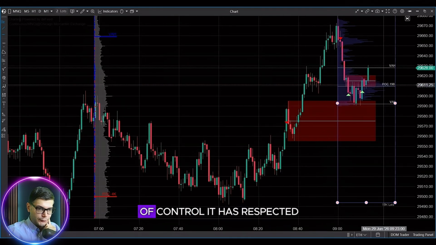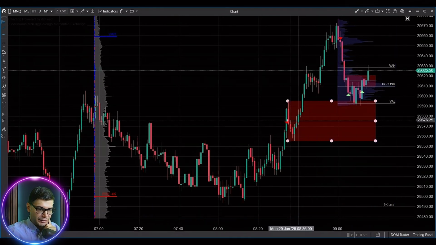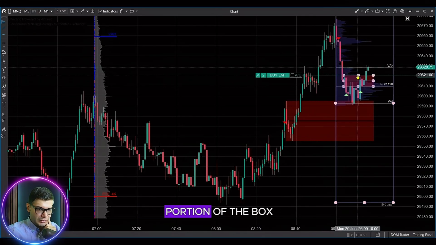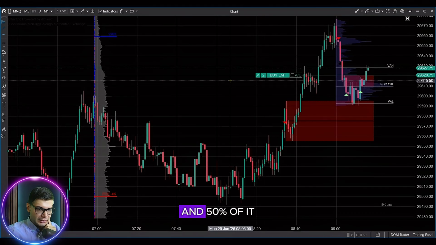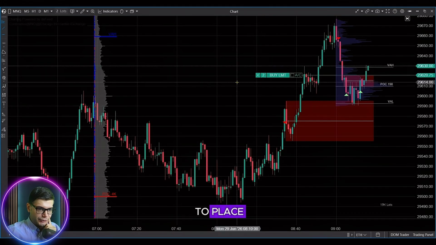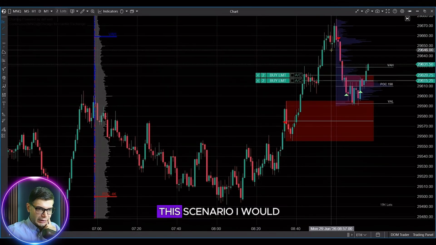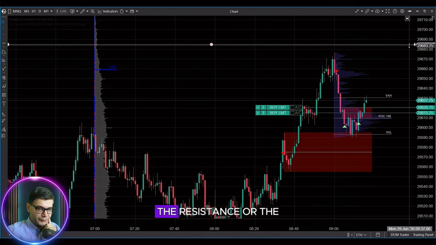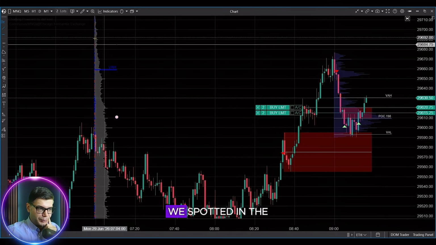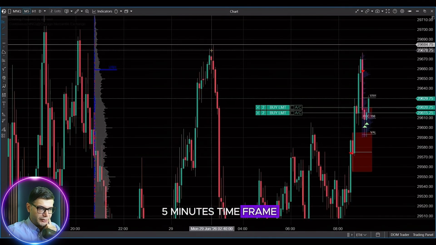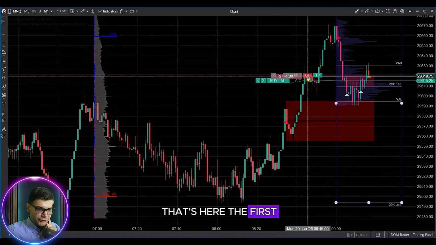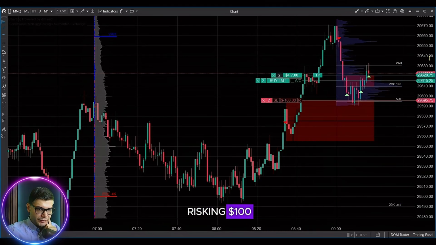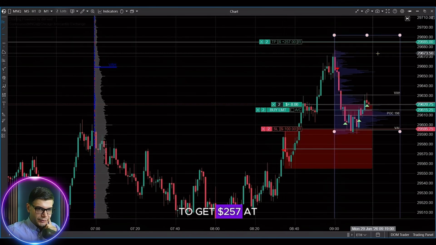We're above the point of control. It has respected these down close candles. And I would like to use the upper portion of the box and 50% of it to place 2 orders. And in this scenario, I would like to target $684, the resistance or the feeding zone we spotted in the 5-minute time frame. That's here. The first pending order is active. That order is filled, risking $100 to get $257 at least.